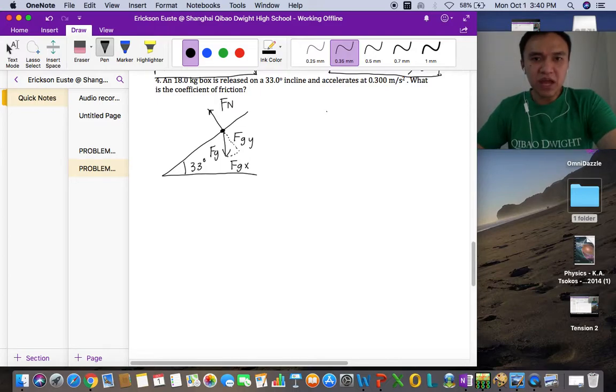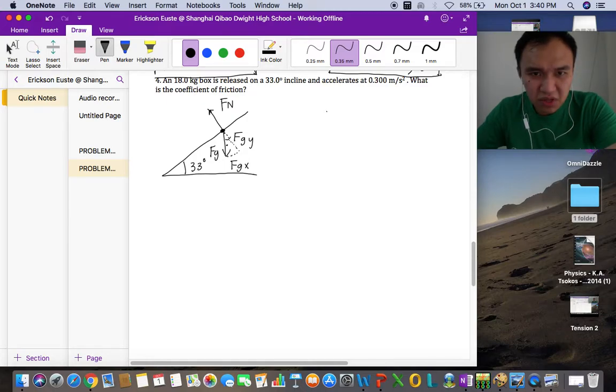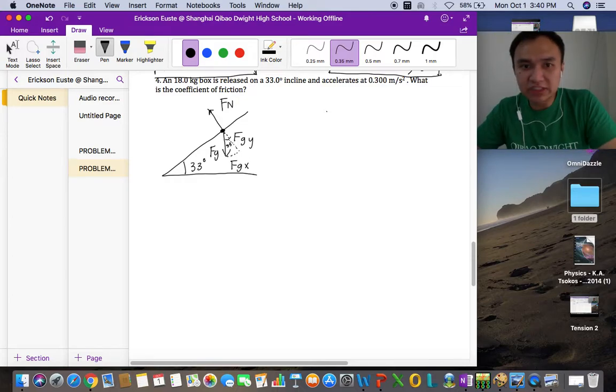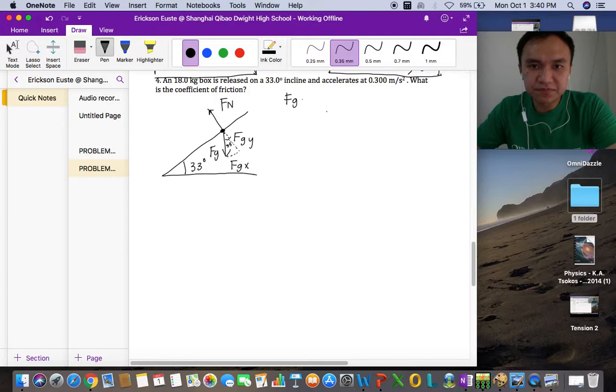Basic geometry would tell you that if this is 33 degrees, then that means it is also 33 degrees here. If this is the theta, then FGY will be the adjacent and FGX will be the opposite. So having said that, FGX is equal to mg sine theta, and FGY is equal to mg cosine theta.